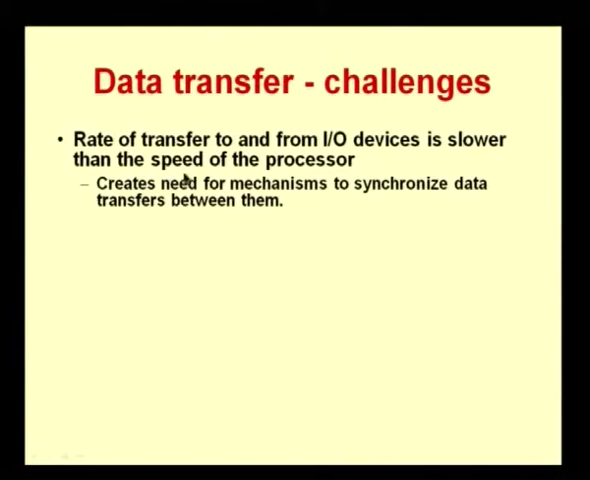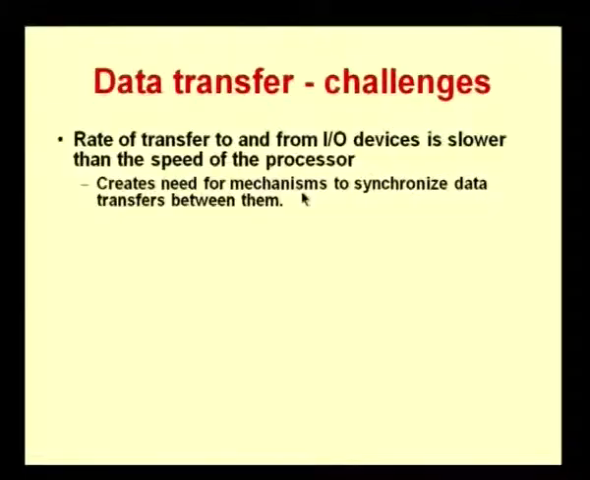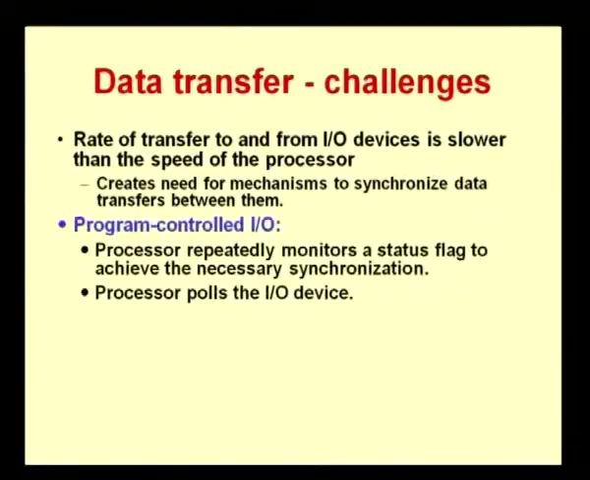One of the challenges is that the rate of transfer to and from IO devices is slower than the speed of the processor. Okay, this is something that we need to keep in mind. This means we need to have mechanisms to synchronize data transfers between them. Okay. So, this is the first challenge that we need to keep in mind, that there is a difference in speed.